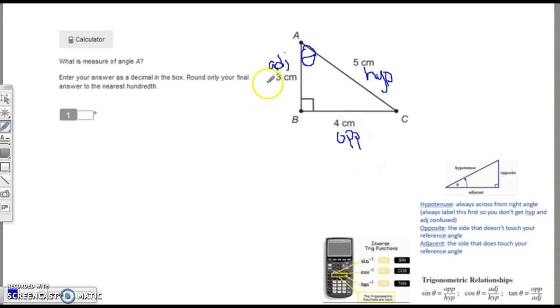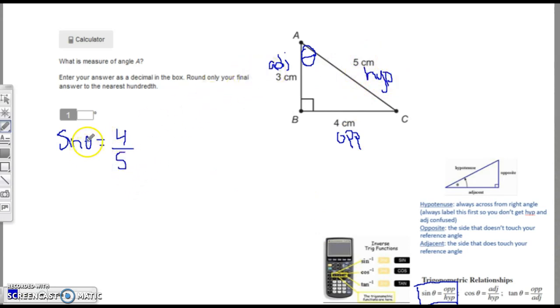Okay, so this one's kind of cool because they give me all the side lengths of the triangle. So I can really pick any trig function that I want because I know all the sides. I'm just going to pick sine since it's the very first one. So I'm going to use sine of theta equals the opposite, which is 4, over the hypotenuse, which is 5.